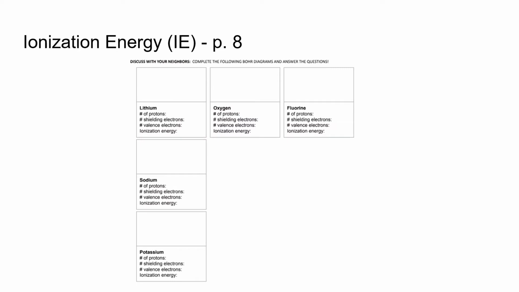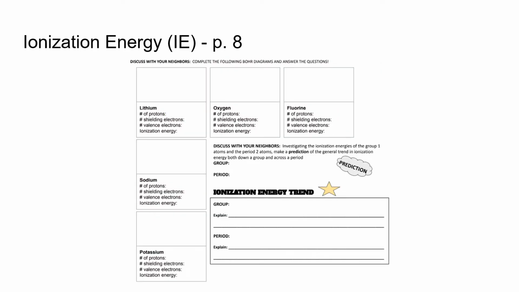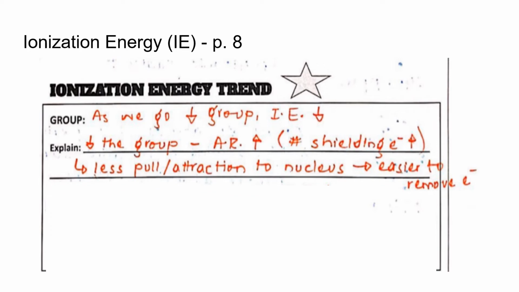Pause the video again, draw the Bohr diagrams, and complete the required information for all of these elements. This is what your final result is going to look like with the Bohr diagrams and with all the asked information. So now based on your diagrams that you just made, in this part of your page, let's first make a prediction about the trend that you observe in the ionization energy as we go down the group and across the period in the periodic table. Now let's write down the real trend and some explanations for why we observe that trend.